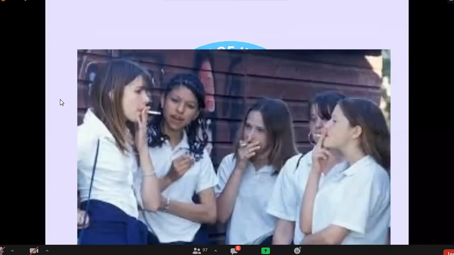In this picture, this is a snapshot of any college, any university. Some of the students are smoking, but we cannot say by looking at just one picture whether all of the students are smokers or not.